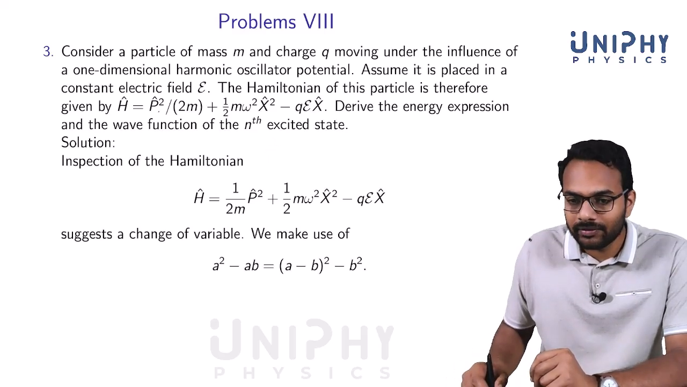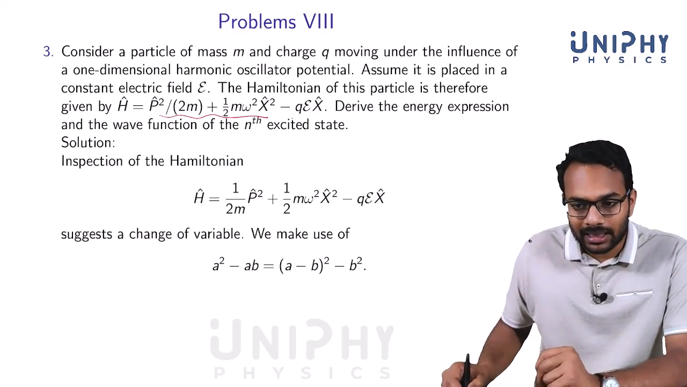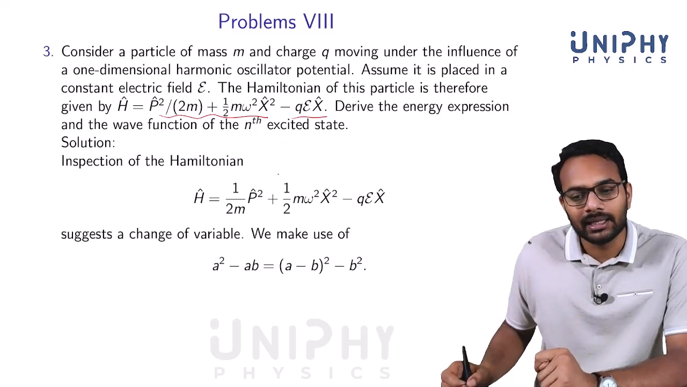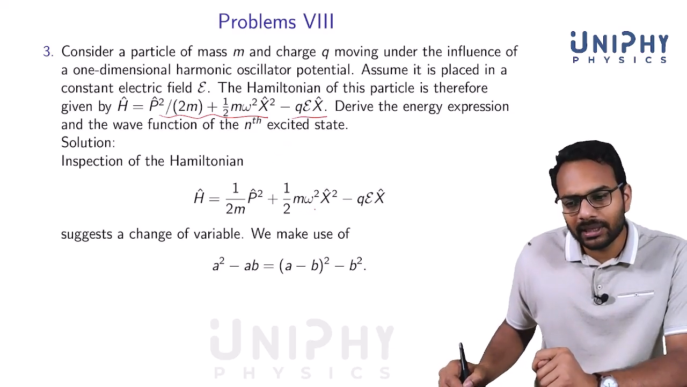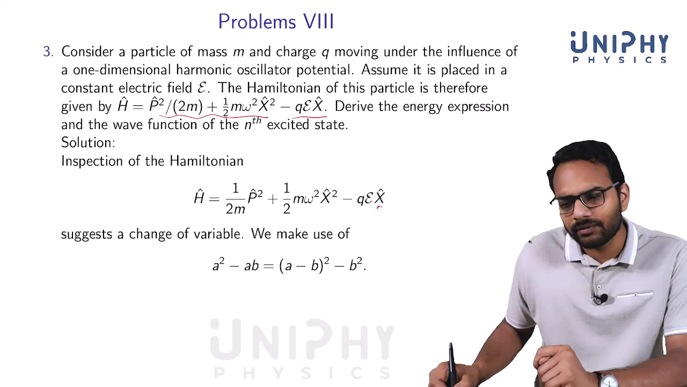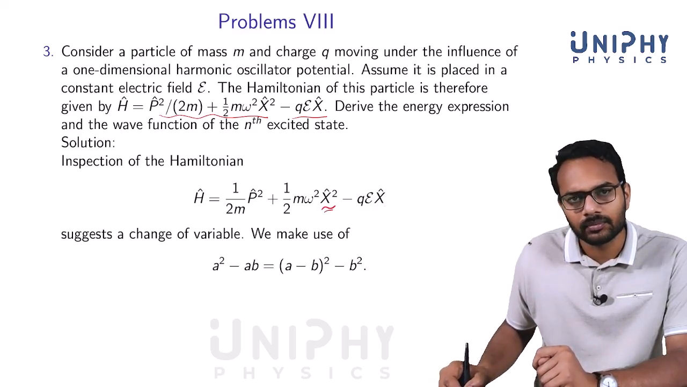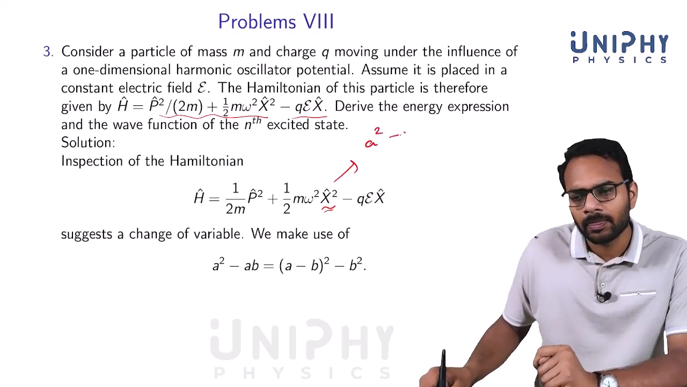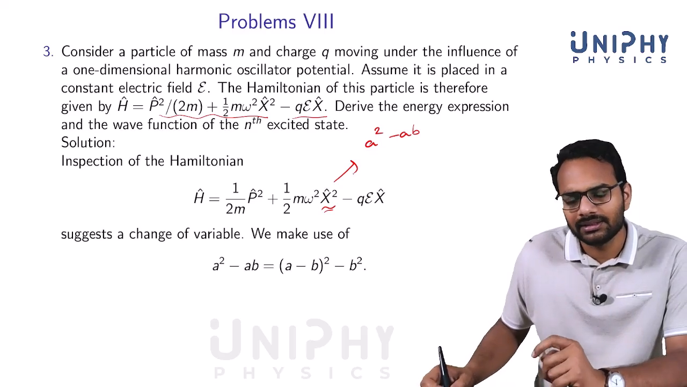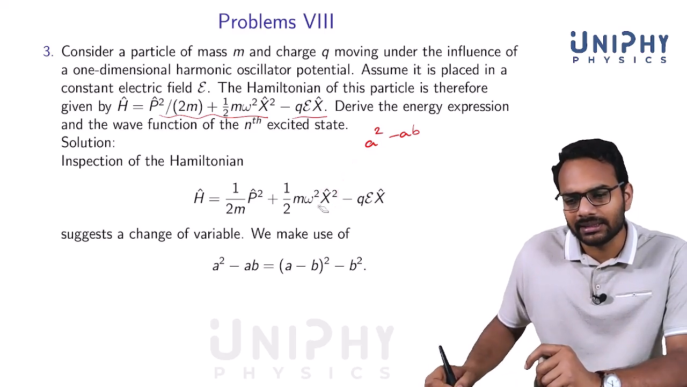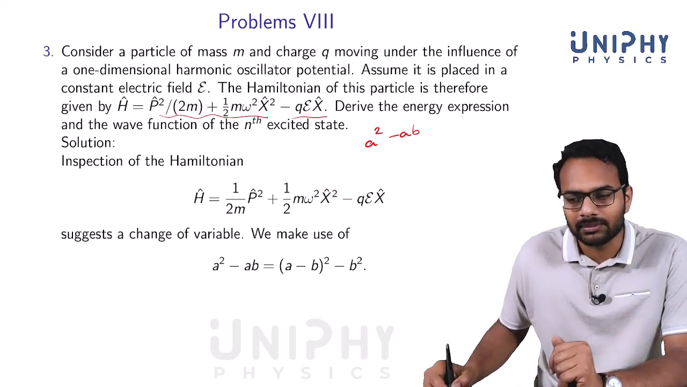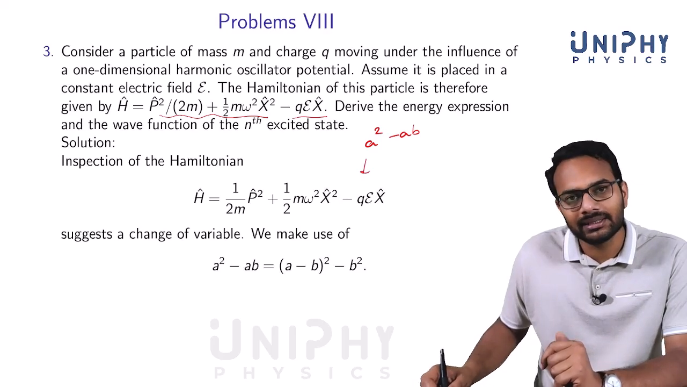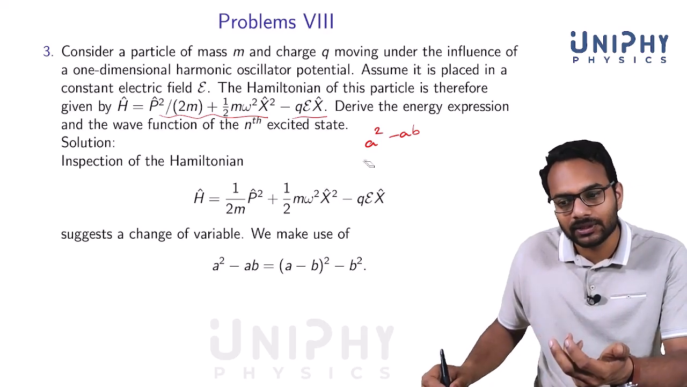So, we have the normal harmonic oscillator term and then an additional term. Just by looking at it, here you have x multiplied by some factor, and here you have x square. So this is of the form a square minus ab. We have to make a little rearrangement, but this means that we can express it as a complete square. How do we do that?